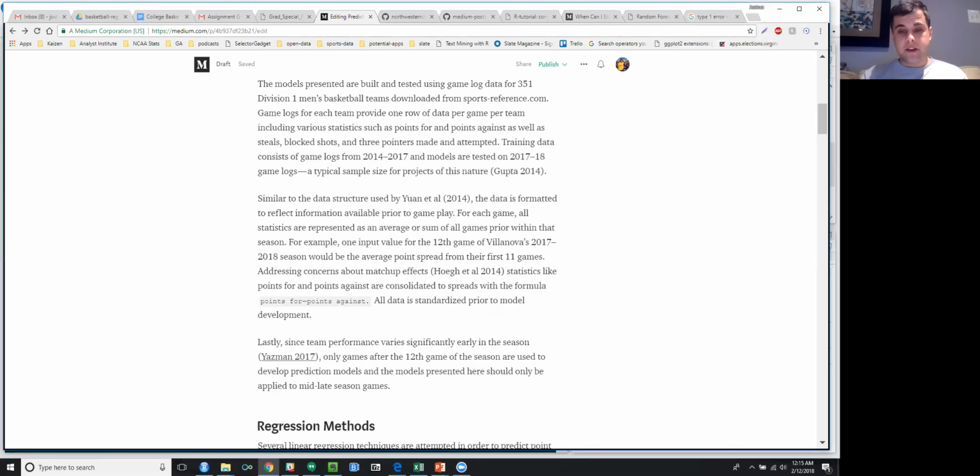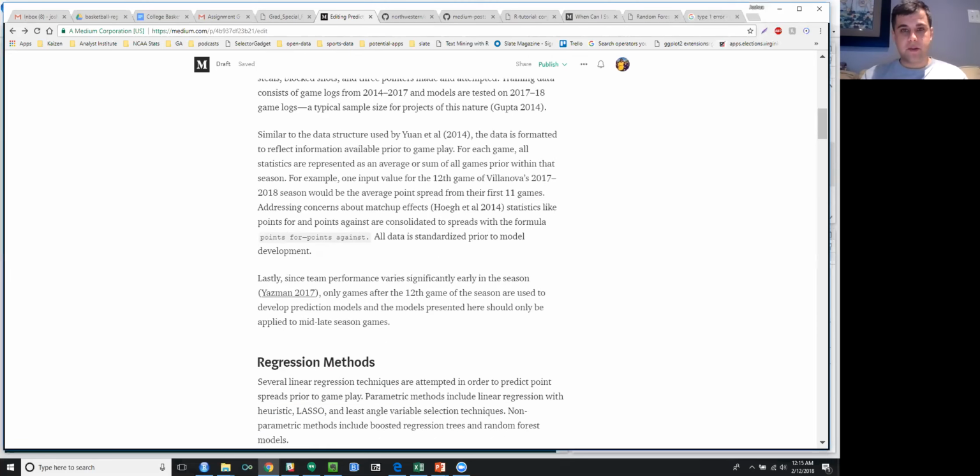And then the last thing on here, I had done some previous analysis to see when the average level of each statistic in college basketball levels out. So team performance is highly variable at the beginning of the year and levels out towards the middle of the year. There's a lot of reasons for that. Coaches experiment with different playing strategies.